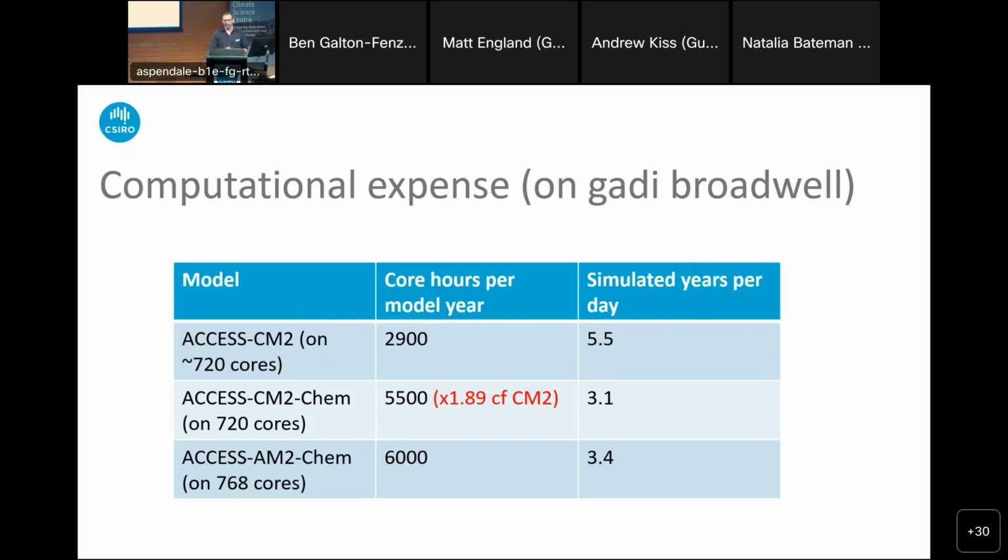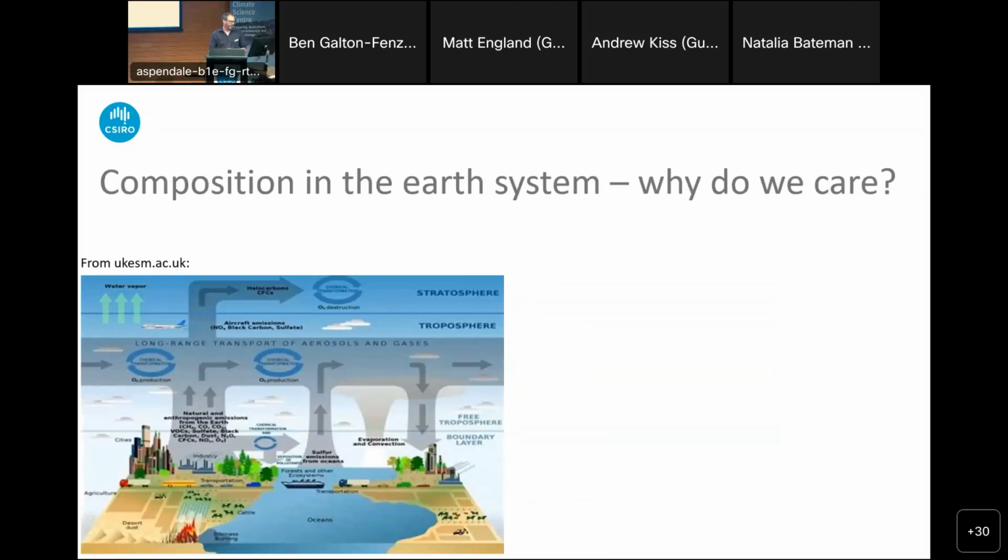When you compare that 3.1 years per day with the chemistry to the ESM 1.5, you get a stark difference: 15 years per day versus 3 years a day. So having the chemistry possibly means we're really limiting the number of ensembles, the size of the ensemble that we can undertake. So to go back a little bit, why are we tolerating this expense, or why am I asking you to tolerate this expense?